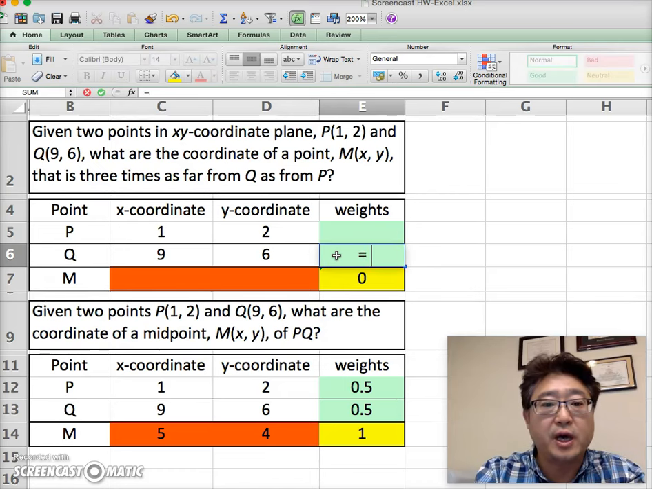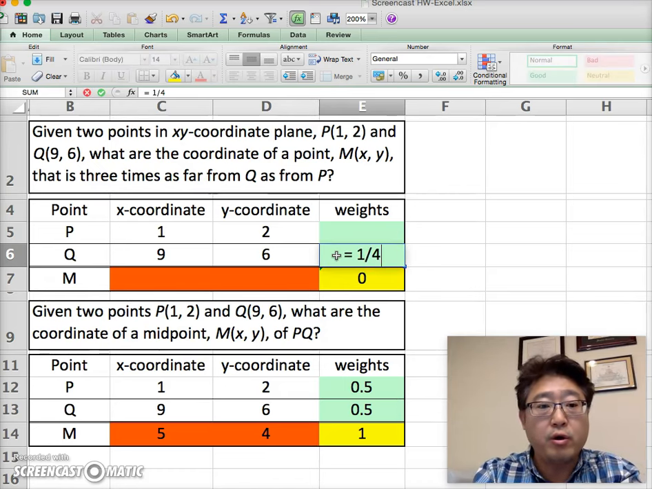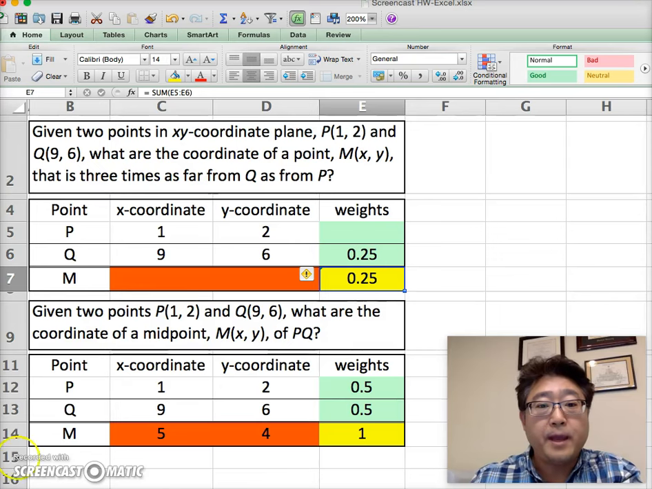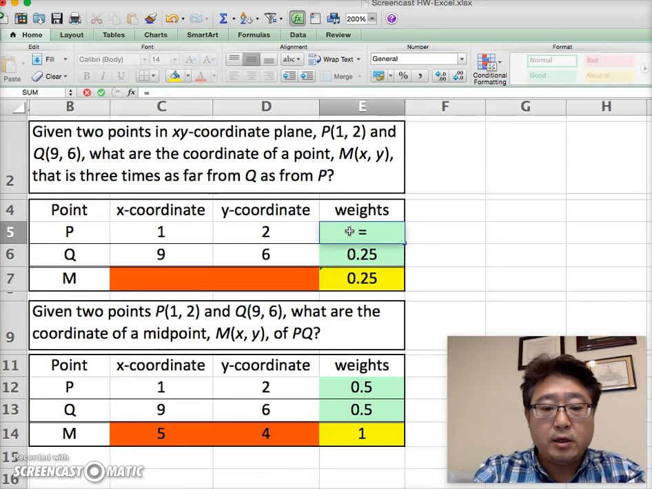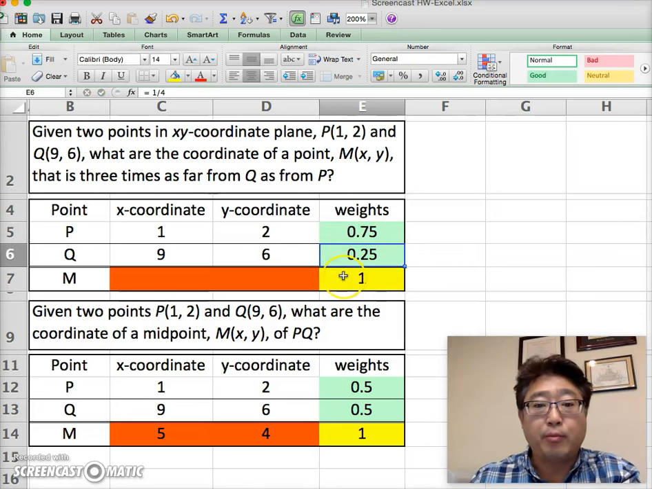So let's use weight quarter for the point Q and use the weight 3/4 for the point P. And I programmed it ahead so that we can double check that we are using the appropriate weights because when the weights are appropriate, they should add up to 1 here.